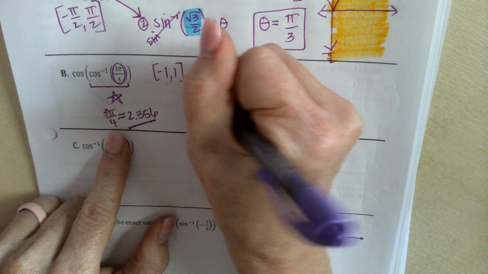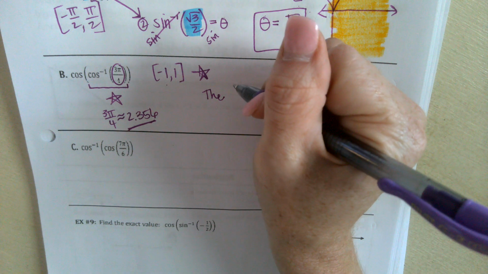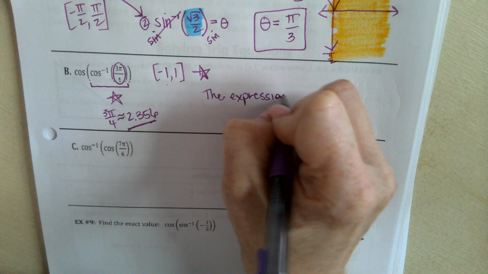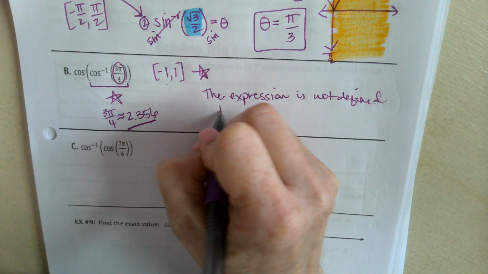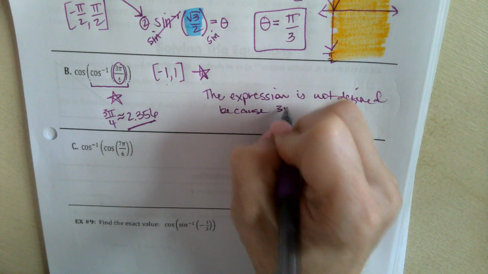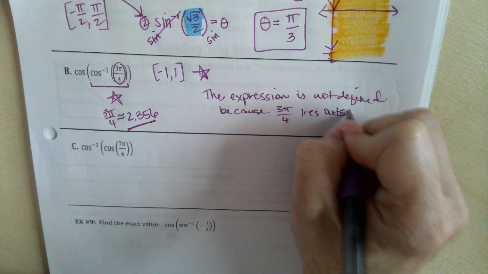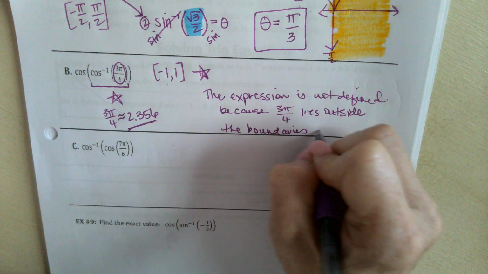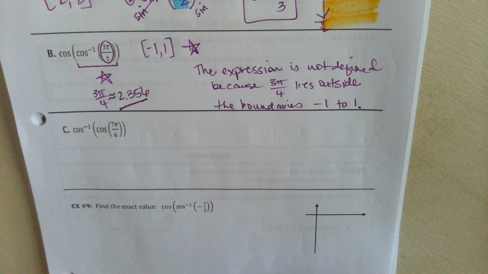Okay? So right here, I'm going to say, the expression is not defined, because 3 pi over 4 lies outside the boundaries -1 to 1. So this one, there is no answer, okay?